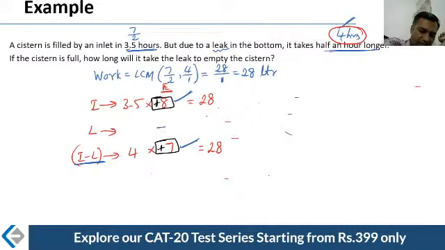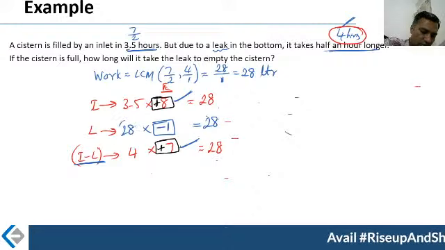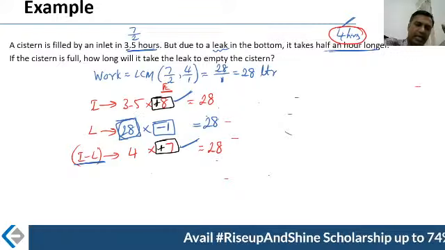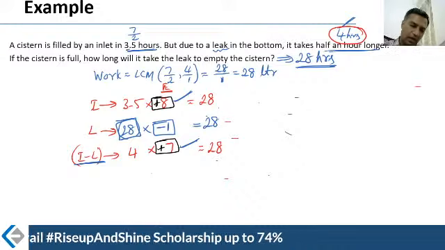Therefore, what was the leak trying to do? The leak was trying to draw out 1 liter per hour. How much should it empty? 28 liters. Therefore, how many hours are required here? 28 hours are required, which means if you just fill this tank and leave it, the leak alone would definitely empty it in 28 hours. That's the answer. That's what the question author was asking: the leak can empty this in how much time? 28 hours.